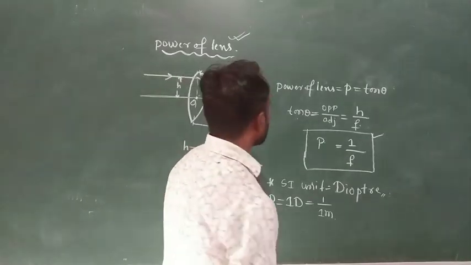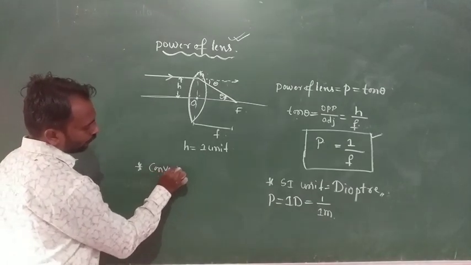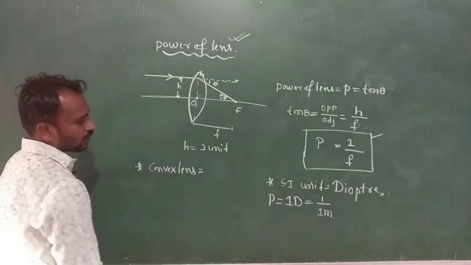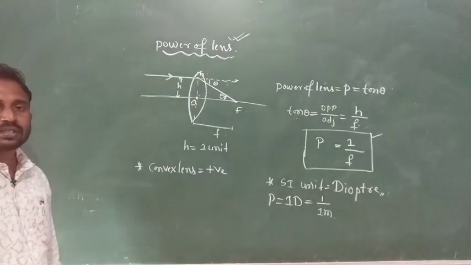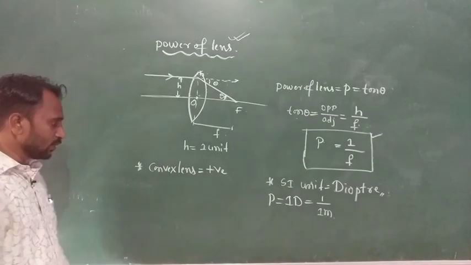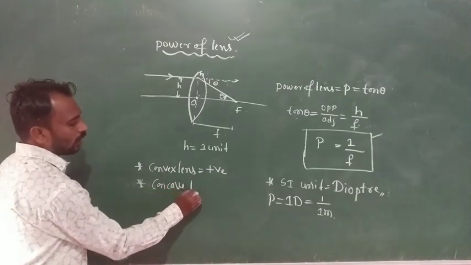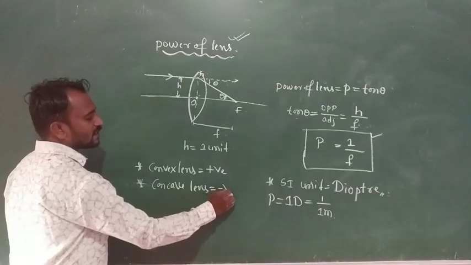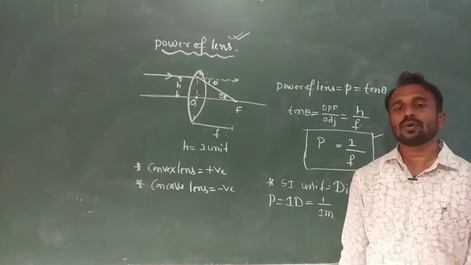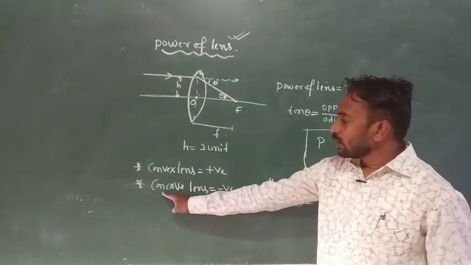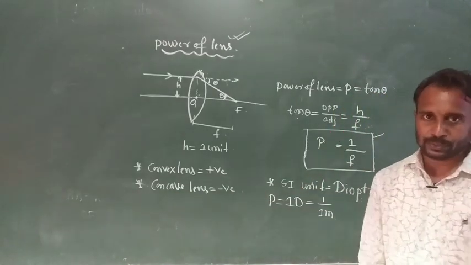And another thing: suppose the given lens is a convex lens. Then the power of the lens we consider positive. Suppose the lens is convex, then the power of the lens is positive. Suppose you consider a concave lens, then the power of the lens is negative. So for a convex lens, the power of the lens is positive, and for a concave lens, the power of the lens is always negative.